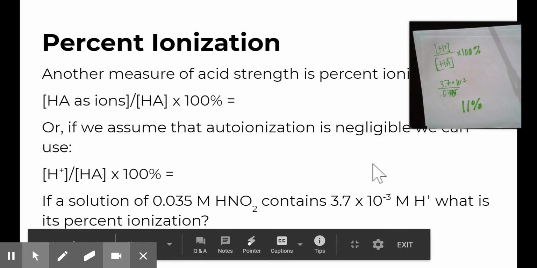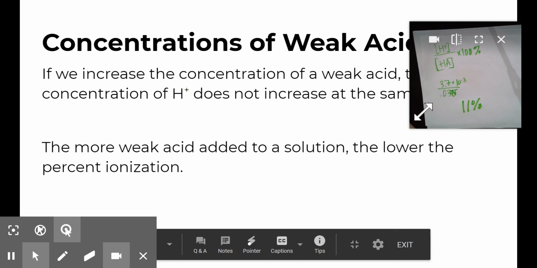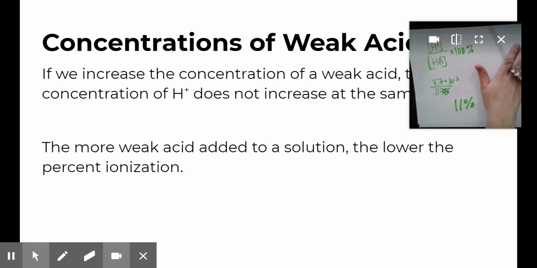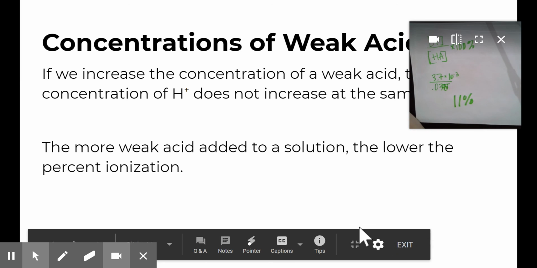Okay, so that's percent ionization. Not a huge deal. And that's where we left off in class. That was a lot, so let me know if you have any questions, but those are those types of problems. We will also be practicing them on Monday. So don't worry, you will get more practice with all of this. Nice job. Thanks, everybody.